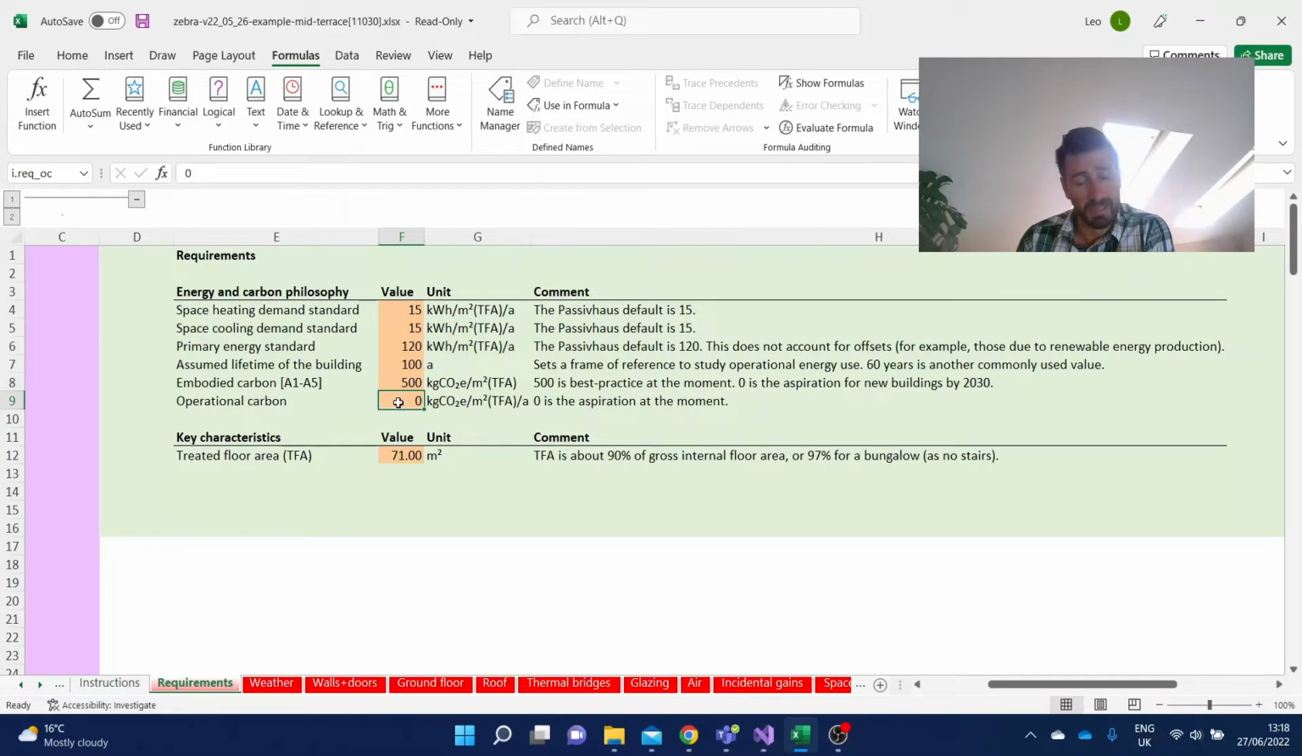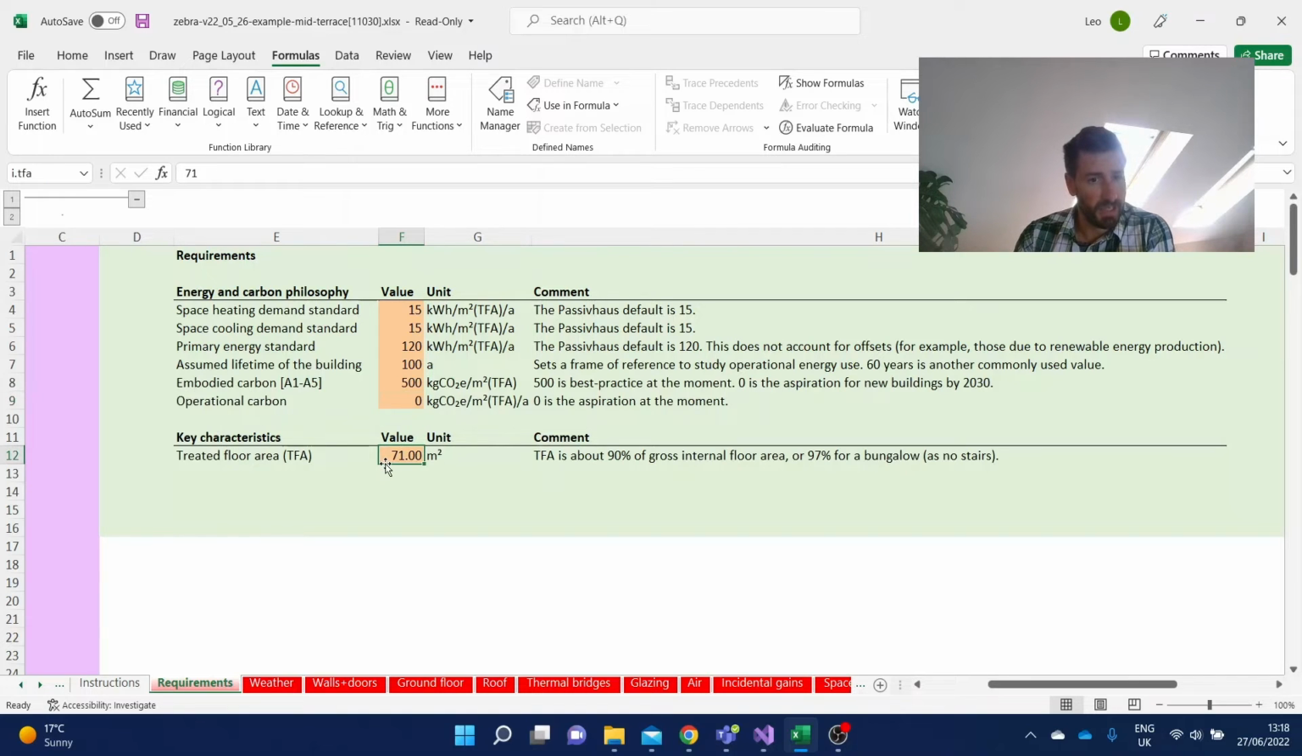And then lastly, operational carbon is the carbon needed to run the building day to day. This is the amount, for instance, used to heat the building, offset by any energy we might generate, such as from the PV panels on the roof. The aspiration at the moment is for zero carbon buildings, so 0 is the default value here.